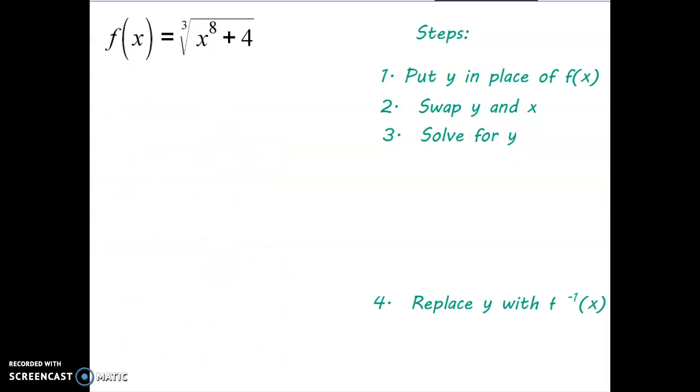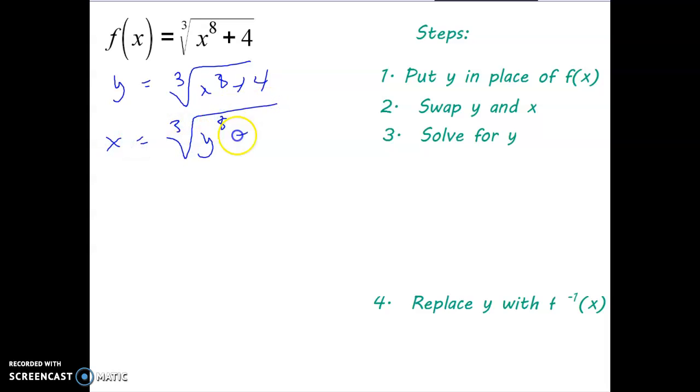All right, let's try this one. The cube root of x to the 8th plus 4. Okay, so let's put in our y. Start off that same way. Swap the x and the y. Okay, now what do I need to do first over there on the right-hand side?